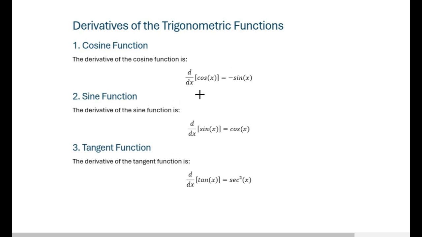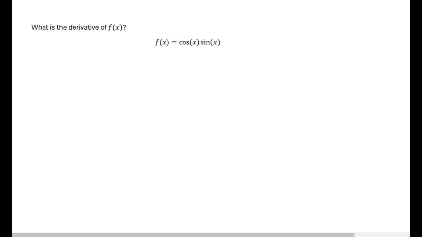For example, the derivative of cosine is negative sine, the derivative of sine is cosine, and the derivative of tangent is secant square of x. As I said, you can just memorize them, but that's not that fun. So let's do some exercises.